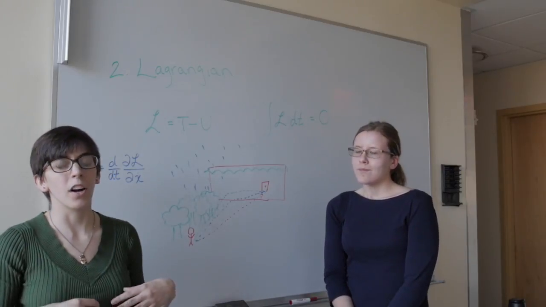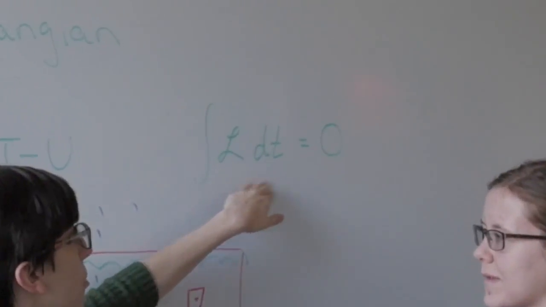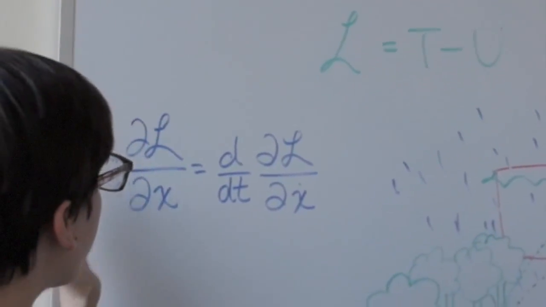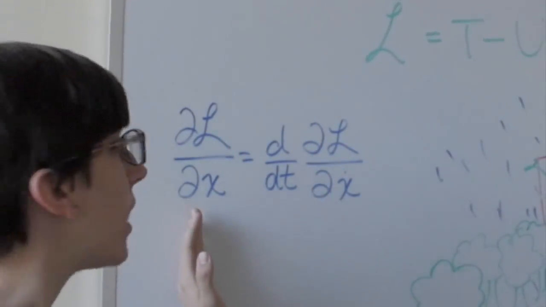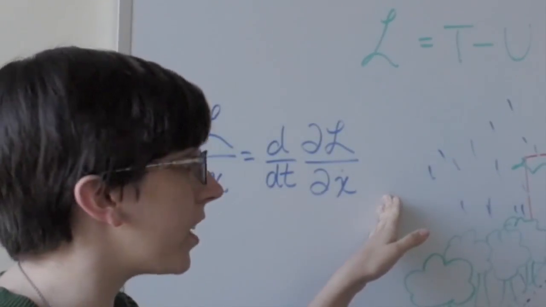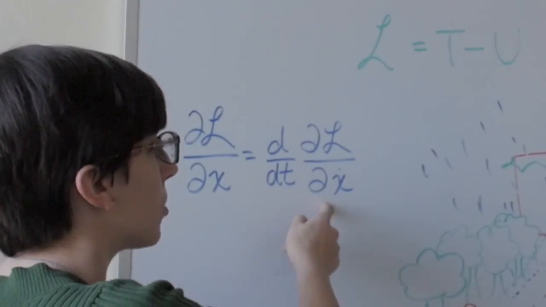In order to understand how to make the stationary path work, so this integral is 0, you use the Euler-Lagrange equation, which is: take your Lagrangian L and its partial derivative with respect to x. You take the partial derivative with respect to x dot, so your velocity, and then you take the time derivative of what you took with respect to your velocity.